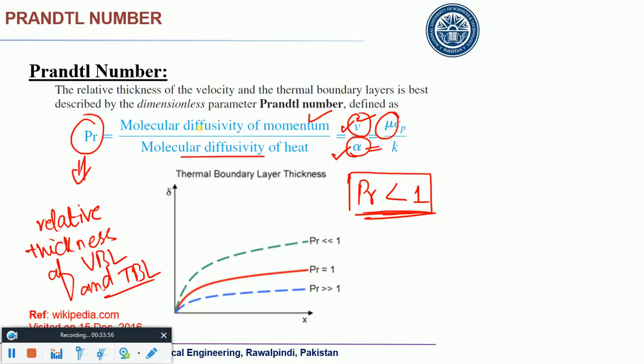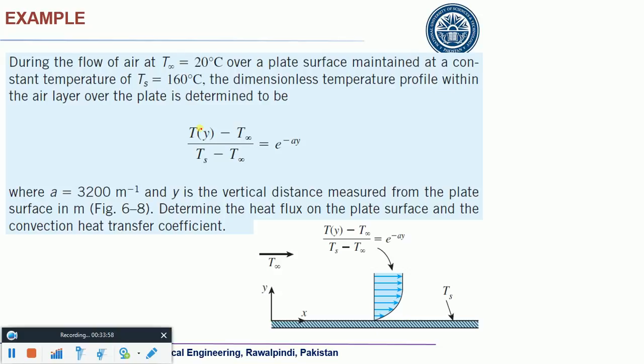Any other thing? Okay. Just this one question. This is an example I have taken from your book so that you understand how to find out those parameters. During the flow of air at T infinity equals 20 degrees centigrade over a plate surface maintained at a constant temperature of Ts equal to 160 degrees centigrade, the dimensionless temperature profile. Now you see, this is the dimensionless temperature profile.